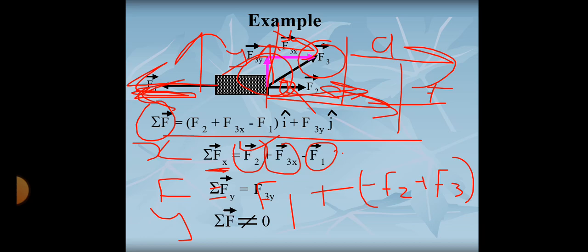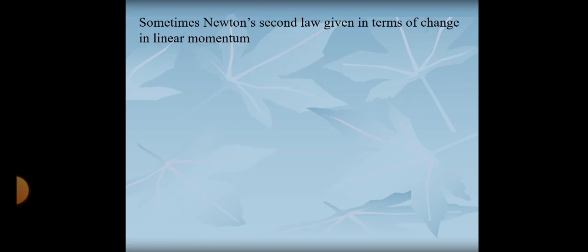So from that diagram, let's assume that the object is not moving, there's going to be no acceleration.